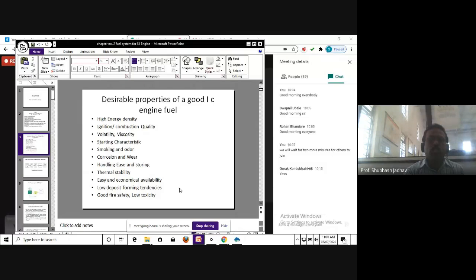Then low deposit forming tendencies. What is this low deposit forming tendency? It should not form any deposits.